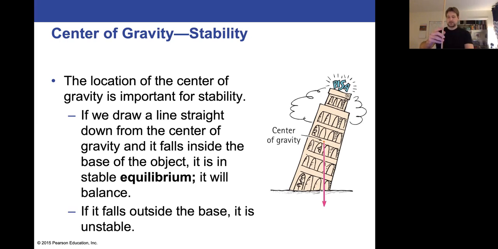In contrast, if I try to balance this yardstick on its end, it will not take very much at all for a disturbance to mean that from the center of gravity, the line that we draw does not pass within the area of the end of the meter stick, and it'll fall. This, the stability problem, has implications for civil engineering. Which we will explore a little bit.